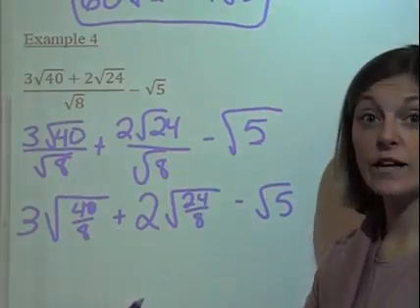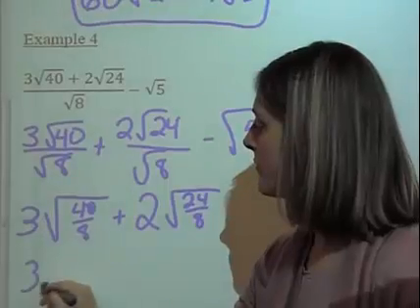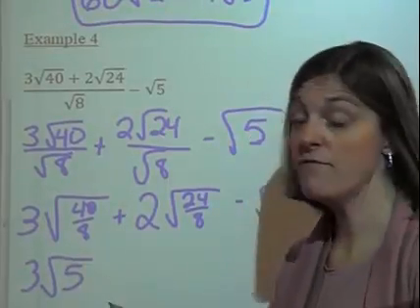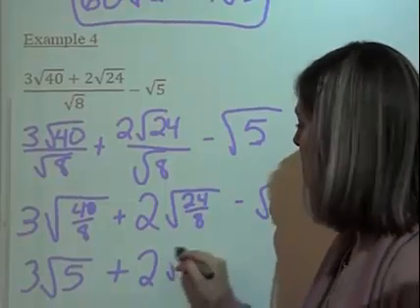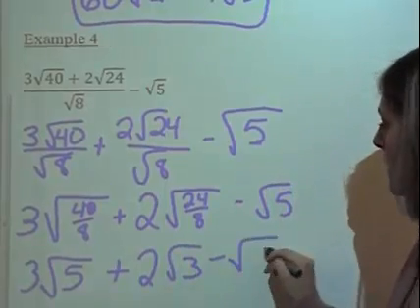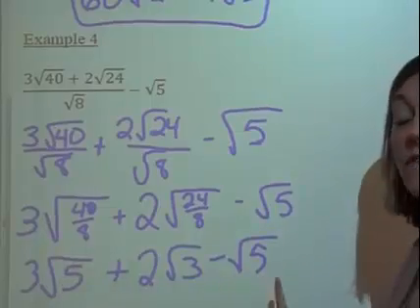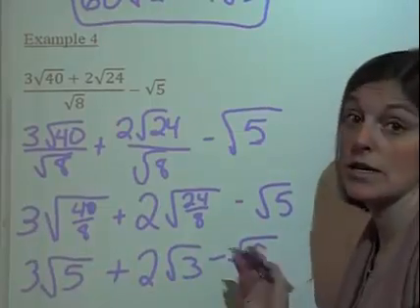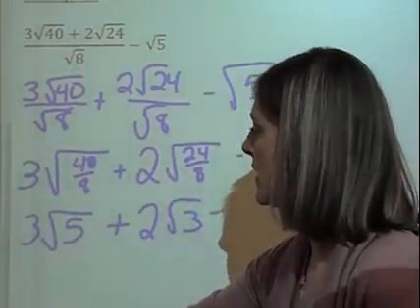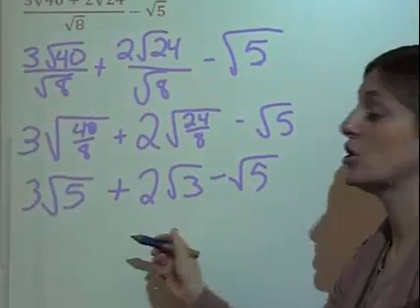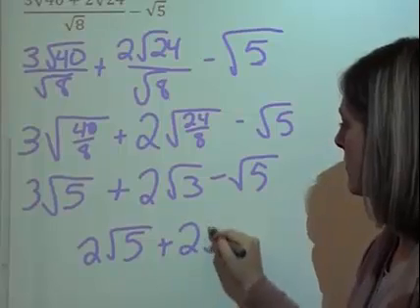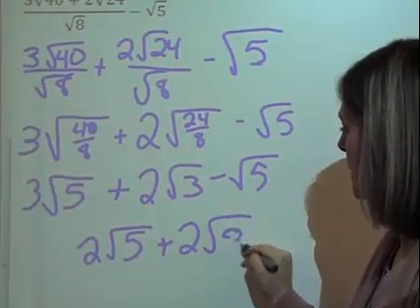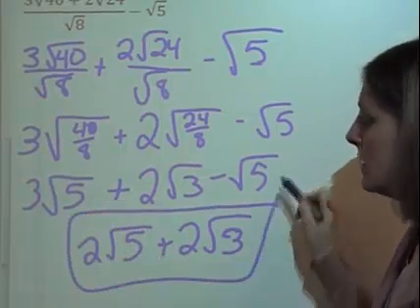So what's 40 over 8? 5. And then 24 divided by 8 is 3. And then we have these square roots of 5 that can be combined. So 3 minus 1 gives us 2. Let's move that up just a little bit. 3 minus 1 is 2. Oh, that's a 3. And that is your answer.